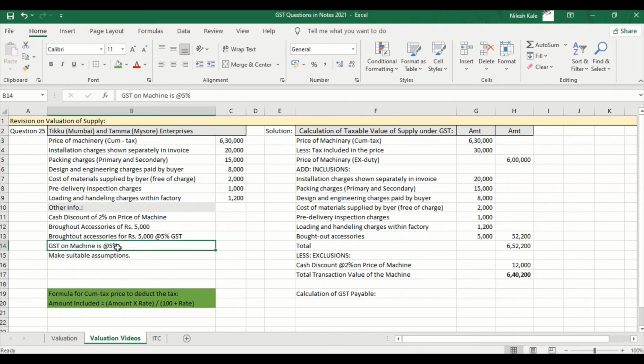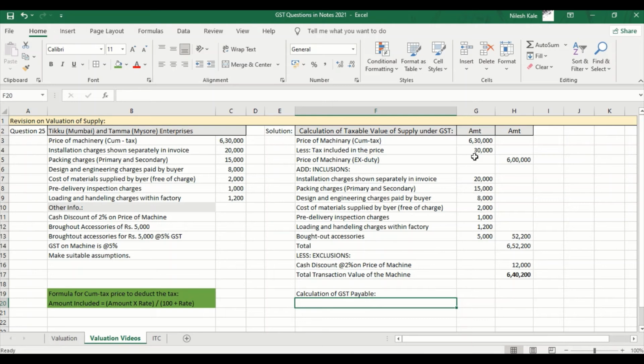GST on machine is 5%. Brought out accessory is 5%. See, brought out accessories is already included in this 6,40,000, right? So I will directly calculate 5% on which we have already deducted here, right? We have to add it back again, because see, why do we deduct here and add it back is that this 2% on price of machine, we are calculating on the percentage value, right? And we just cannot keep it here. We have to deduct that first.